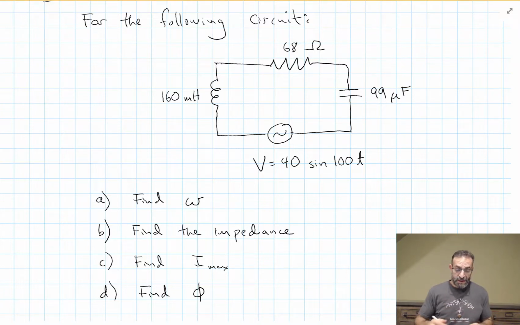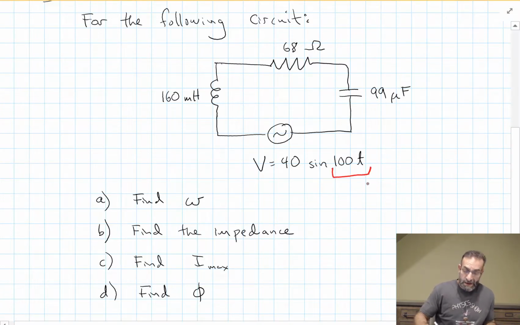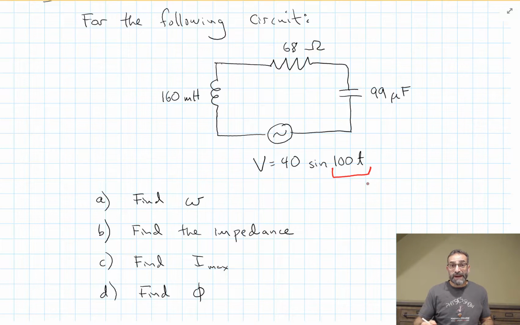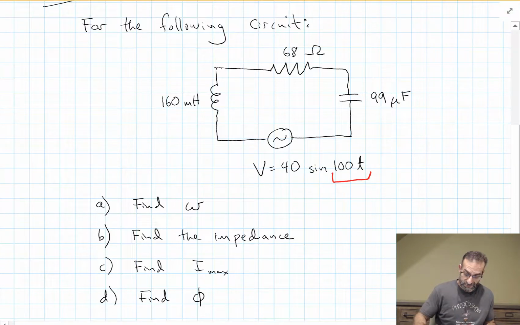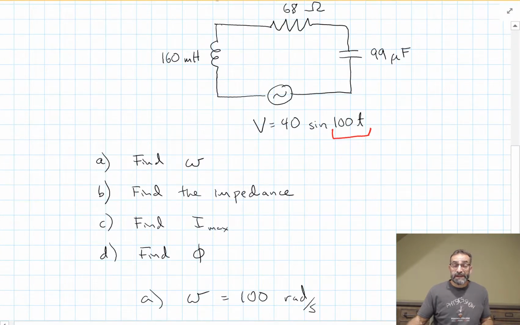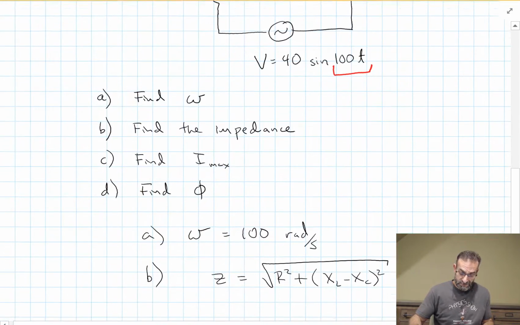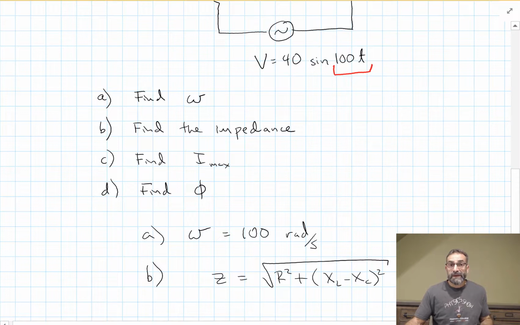The first one is pretty straightforward. We know that the sine of omega t is the formula, so omega must be 100 radians per second. For part B, let's take a look at our formula for impedance. The resistance is given. We need to figure out what the reactance of the inductor and the reactance of the capacitor are.